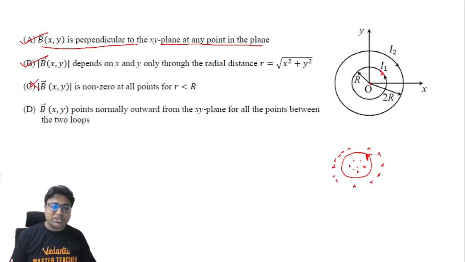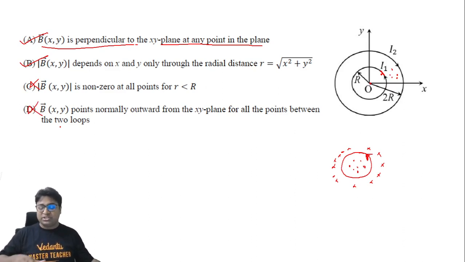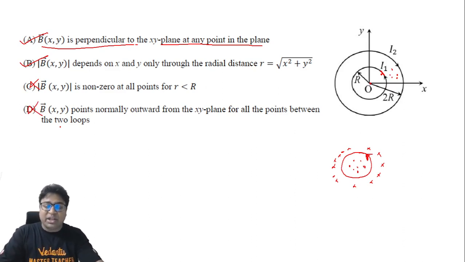And option D says that B points normally outward from the XY plane for all points between the loops. Now, if I'm thinking about points which lie between the loops, the contribution from the outer loop would be into the screen, and the contribution from I1 would also be into the screen. So they are not going to cancel each other, rather they are going to reinforce each other. So option D is also incorrect. So the correct answer to question 6 is option A and option B.